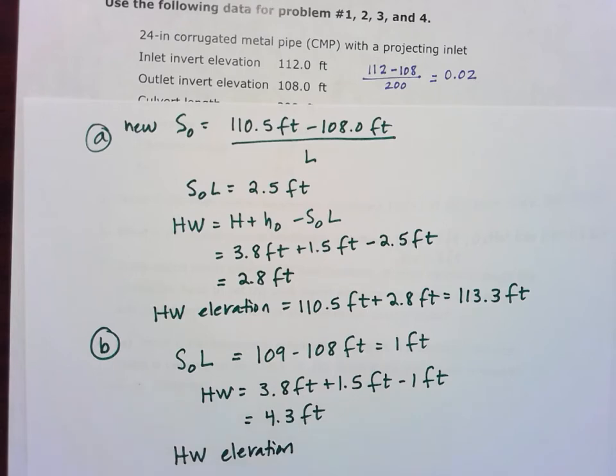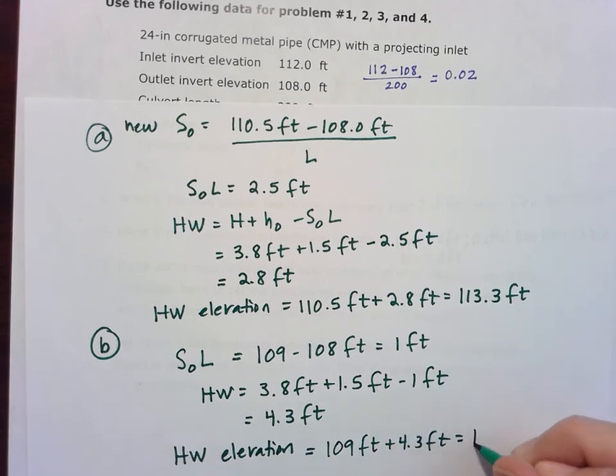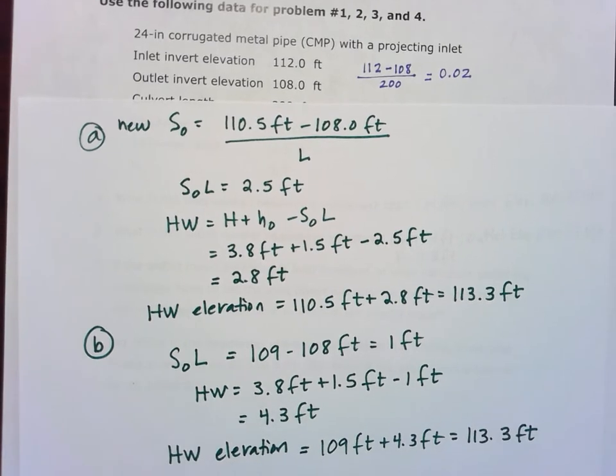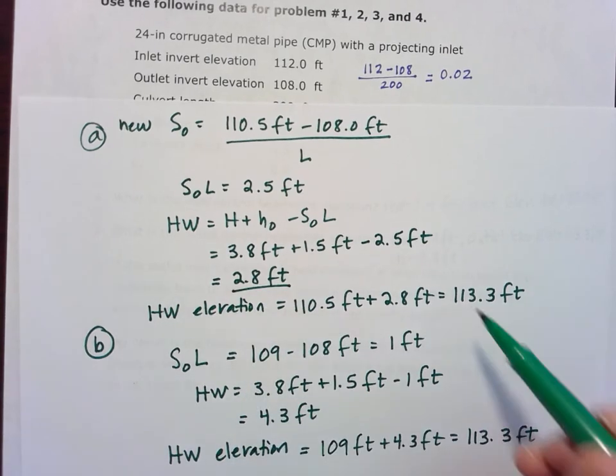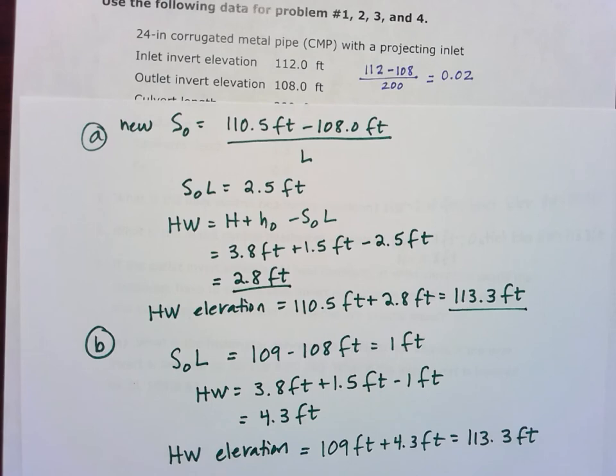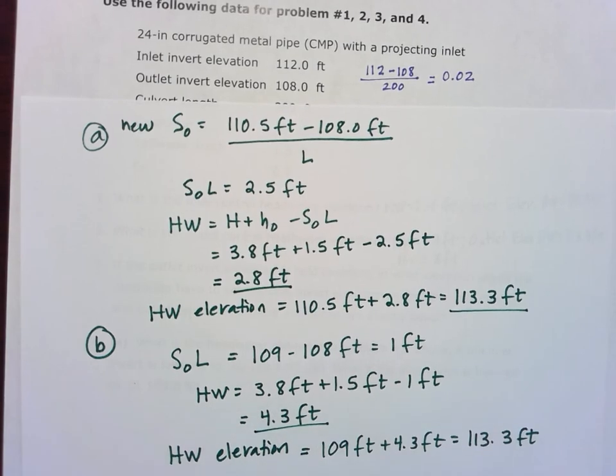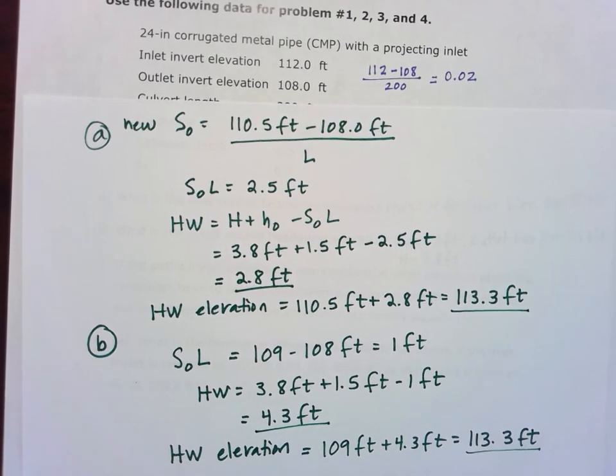Again, this will give me a new headwater elevation above the inlet invert, which I've got that new elevation was 109. So now I add the 4.3 feet and I wind up with a total of 113.3 feet as well for that headwater elevation. So 2.8 for the first headwater, 113.3 feet for the elevation, 4.3 and 113.3 for the second.